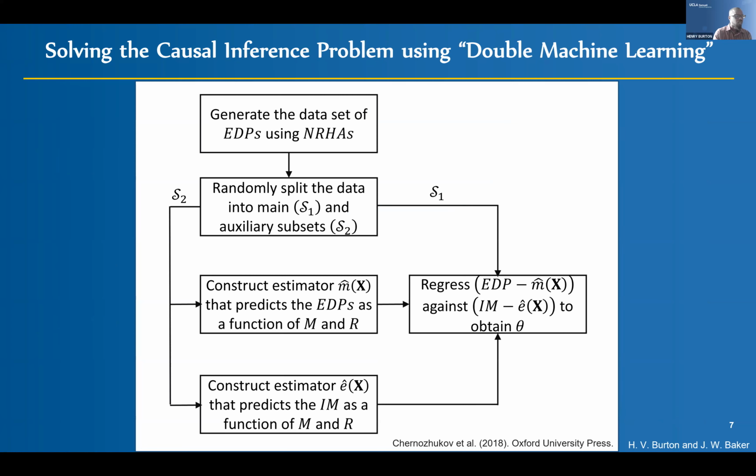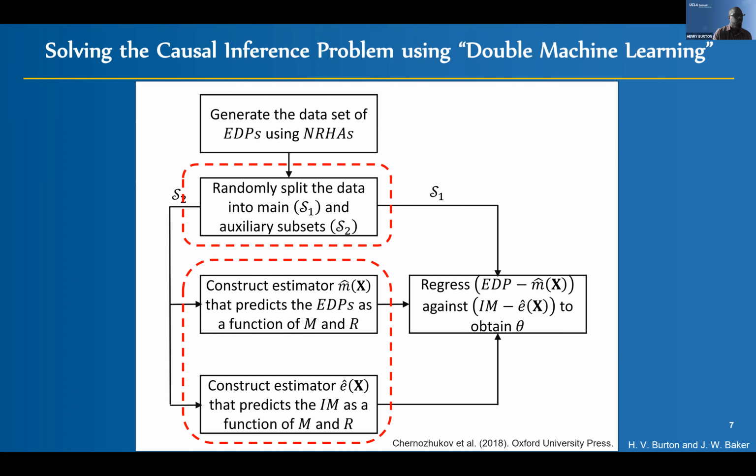To solve the causal inference problem, we use the double machine learning approach, which was developed by Chernozhukov et al. This figure just gives an overview of that approach. Once you have generated your data set of EDPs using nonlinear response tree analyses, you start by randomly splitting that data set into a main part and an auxiliary part.